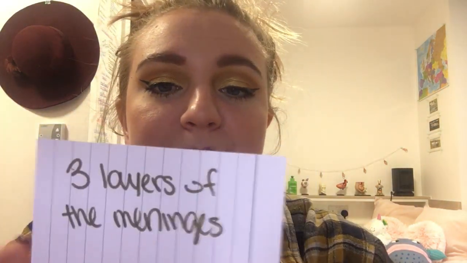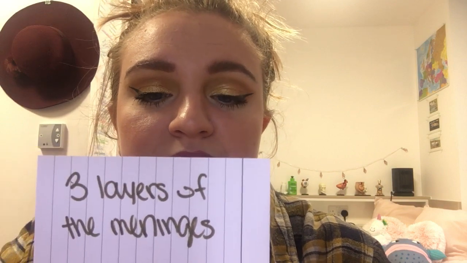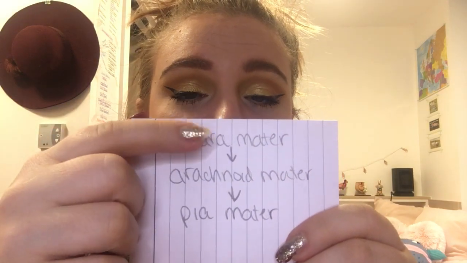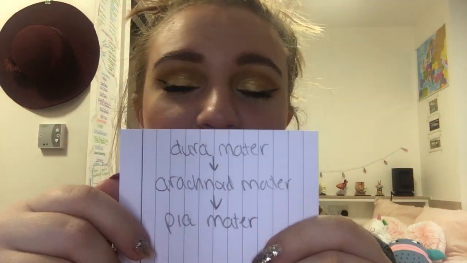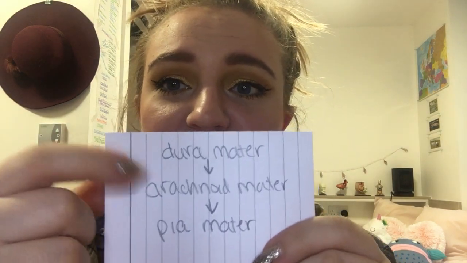So the meninges have three layers. What are they? The topmost is the dura mater. Then we have the arachnoid mater. And then below that, we have the pia mater. The way I remember that, going from outermost to innermost, is it spells DAP. I know, not really a word, but it works for me. DAP: dura mater, arachnoid mater, pia mater.